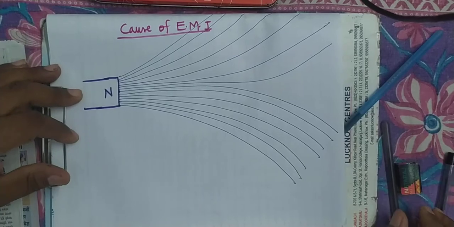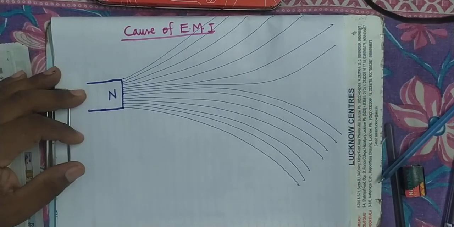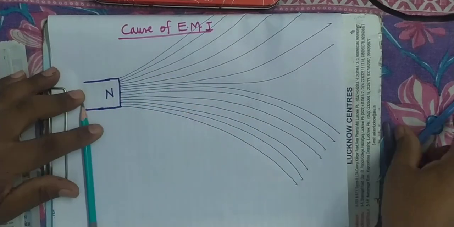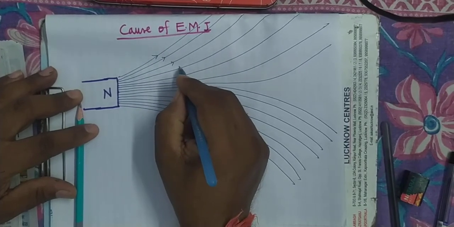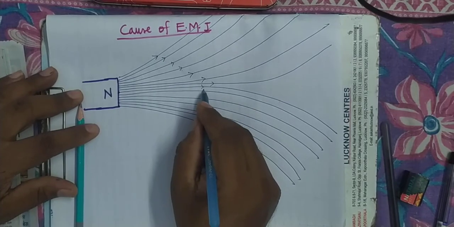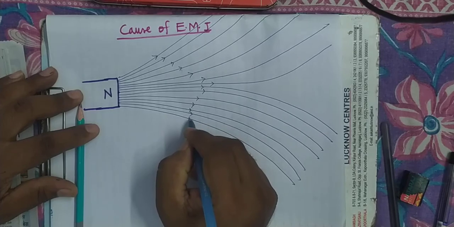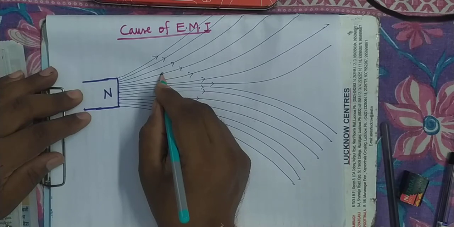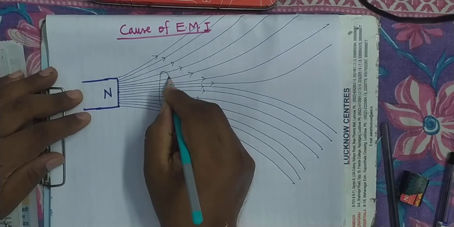This is the pattern of magnetic lines of force produced by a north pole of the magnet. It's clear. Here these lines of force are running in this direction, moving out from the north pole, going in this direction. And here I have taken one coil which consists of one turn. This is the coil.